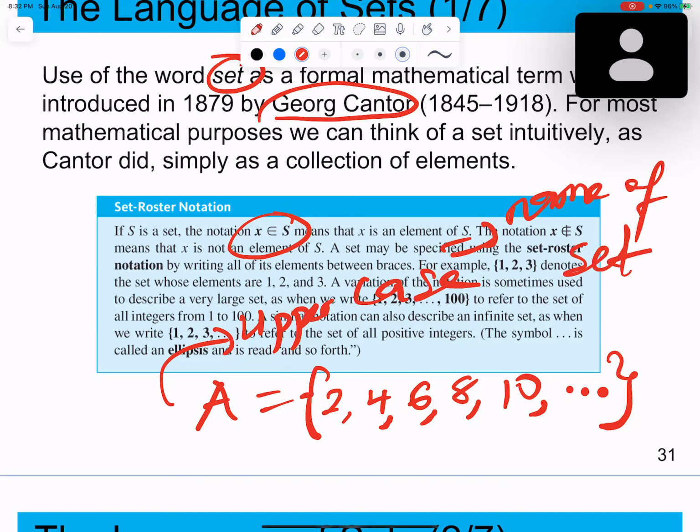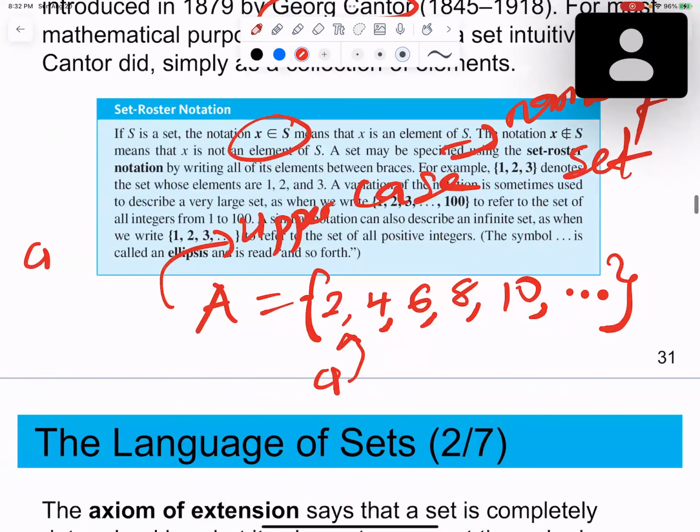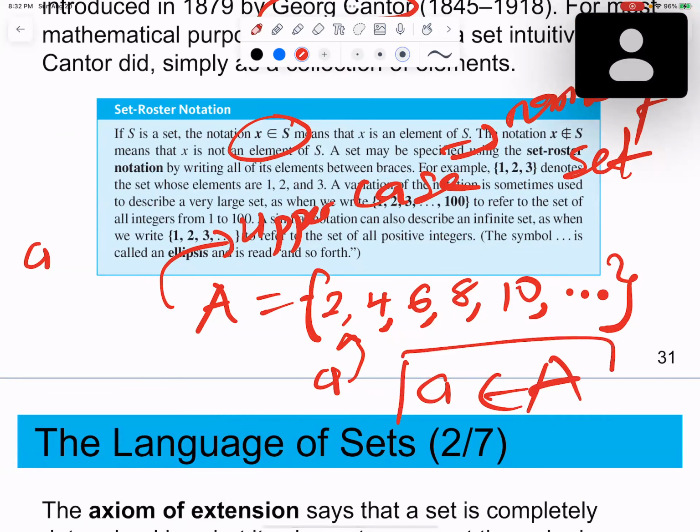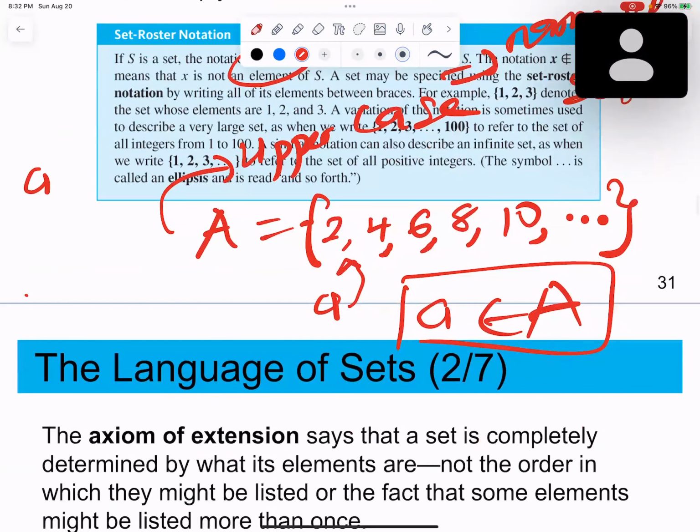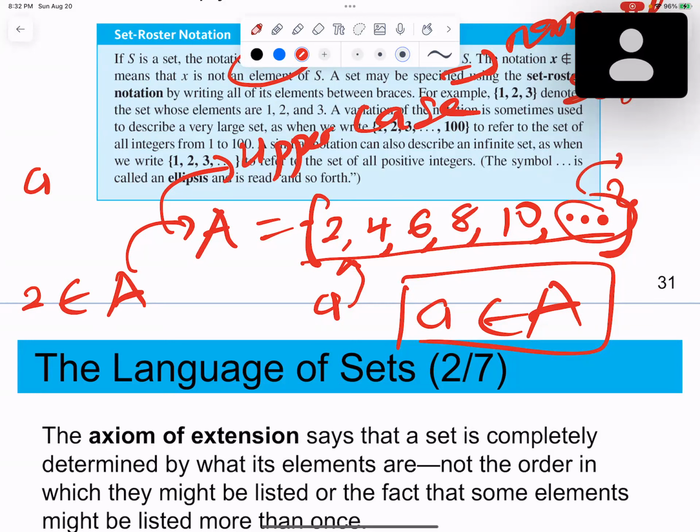Okay? Now, lowercase a can represent any of the members of A. Now, we can say lowercase a is a member of uppercase A. Obviously, here you can say 2 is a member of A because uppercase A itself contains all even numbers. Okay? And we cannot list all of them, so you have to use 3 dots, which is called an ellipsis. Okay?